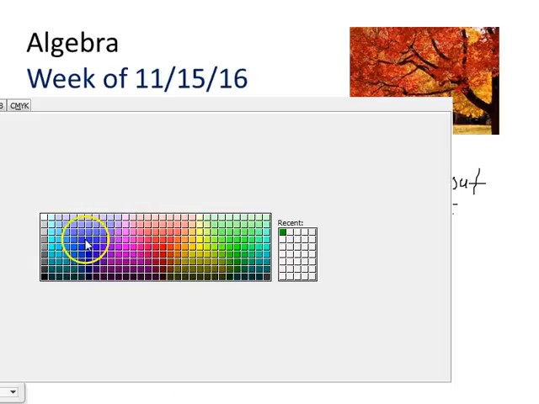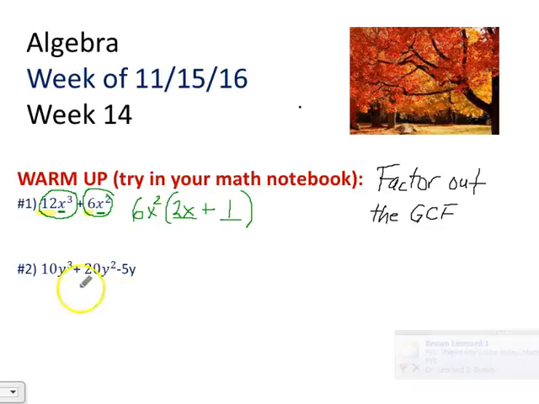Let's look at the next question now. We've got 3 terms. So let's just look at our whole numbers. We've got 10, 20, and negative 5. What do all those numbers have in common in terms of a factor? I know 10 is divisible by 2 and 5. 20 is divisible by 2 and 5 as well. Negative 5 is not divisible by 2. It's only divisible by 5. So all 3 of these are divisible by 5. That's going to be my first common factor that I'm going to pull out of my parentheses.